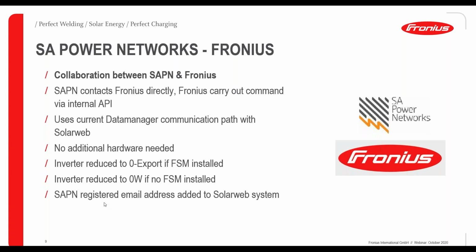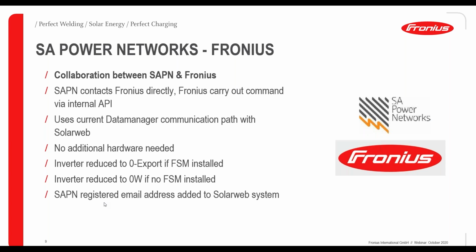So when you're commissioning it, you do everything as you would usually do, just connect it to the customer's internet, etc. So there's no additional hardware needed for it. It's just using the customer's internet. When we get the command, or let's say directive, to shut it down using this solution, the inverter, if it has a Fronius smart meter (FSM is Fronius smart meter), then it will go to zero export.